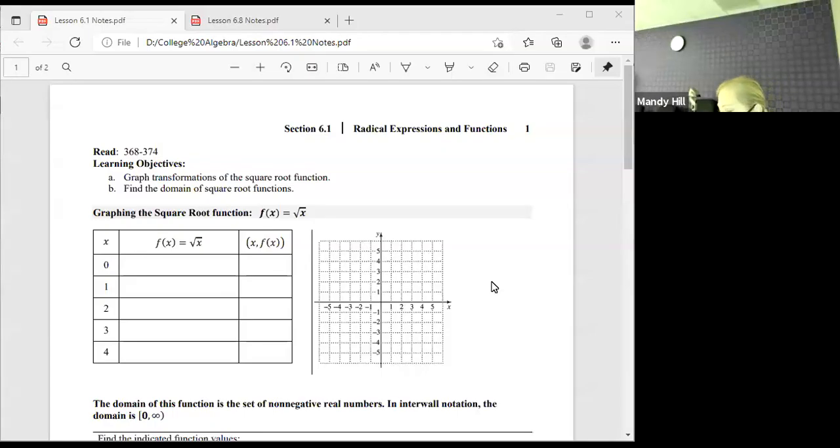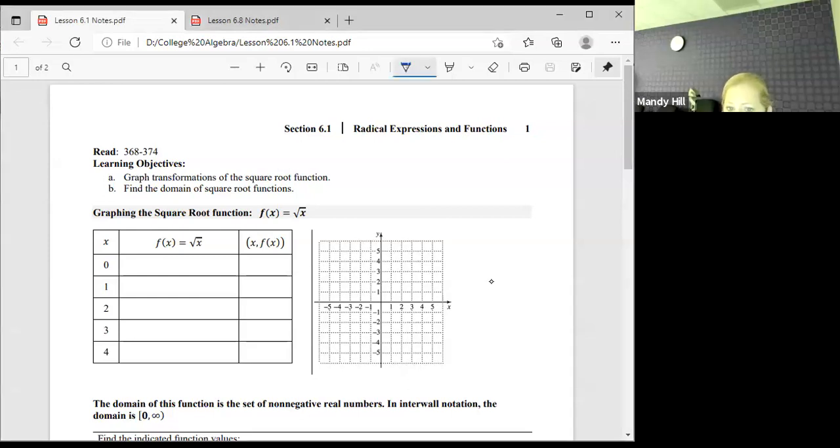6.1 is, I would say, not a very difficult section. We're talking about how to graph radical expressions and functions. And when we graph radical expressions and functions, we only deal with the positive answer.